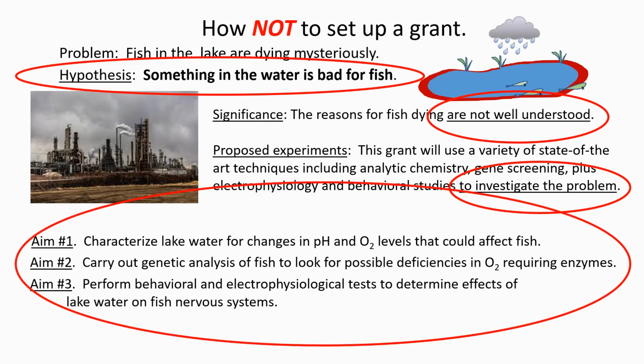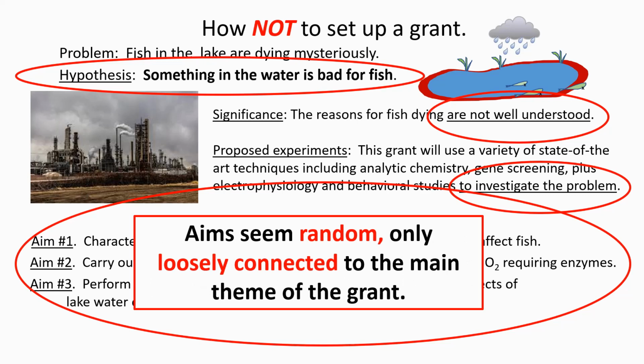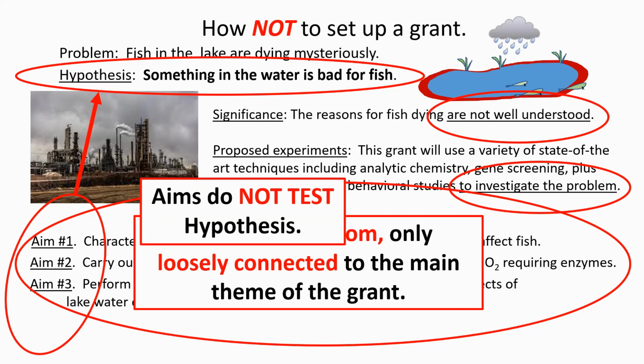The biggest issue, however, is the specific aims. It is a collection of different projects which are only loosely connected to each other and the main theme of the grant. They seem to be randomly selected and disorganized. And therefore, even though they're said to be aims that should be related to the hypothesis, they do not actually test the hypothesis. So this is an example of a loose, unfocused, and diffuse grant.